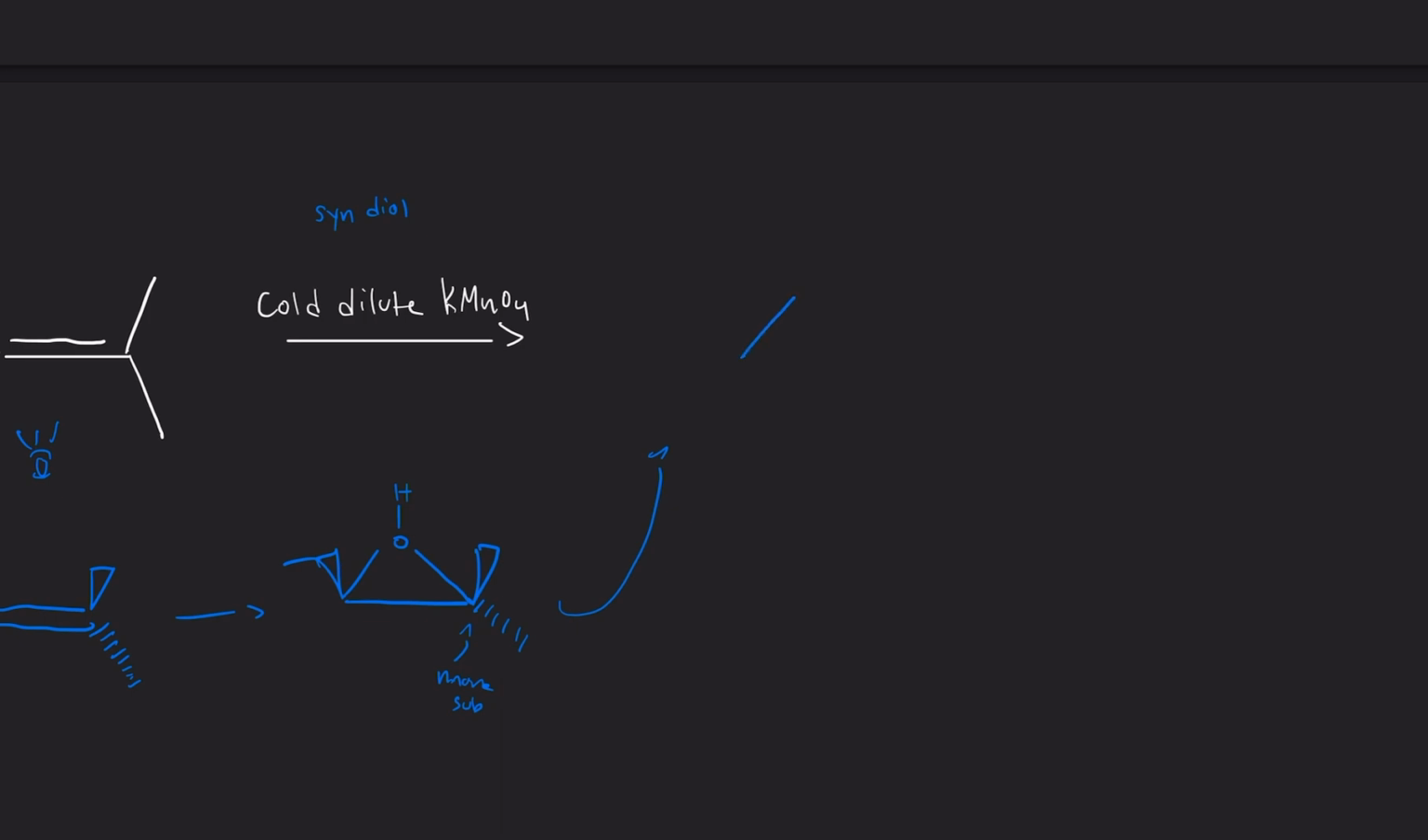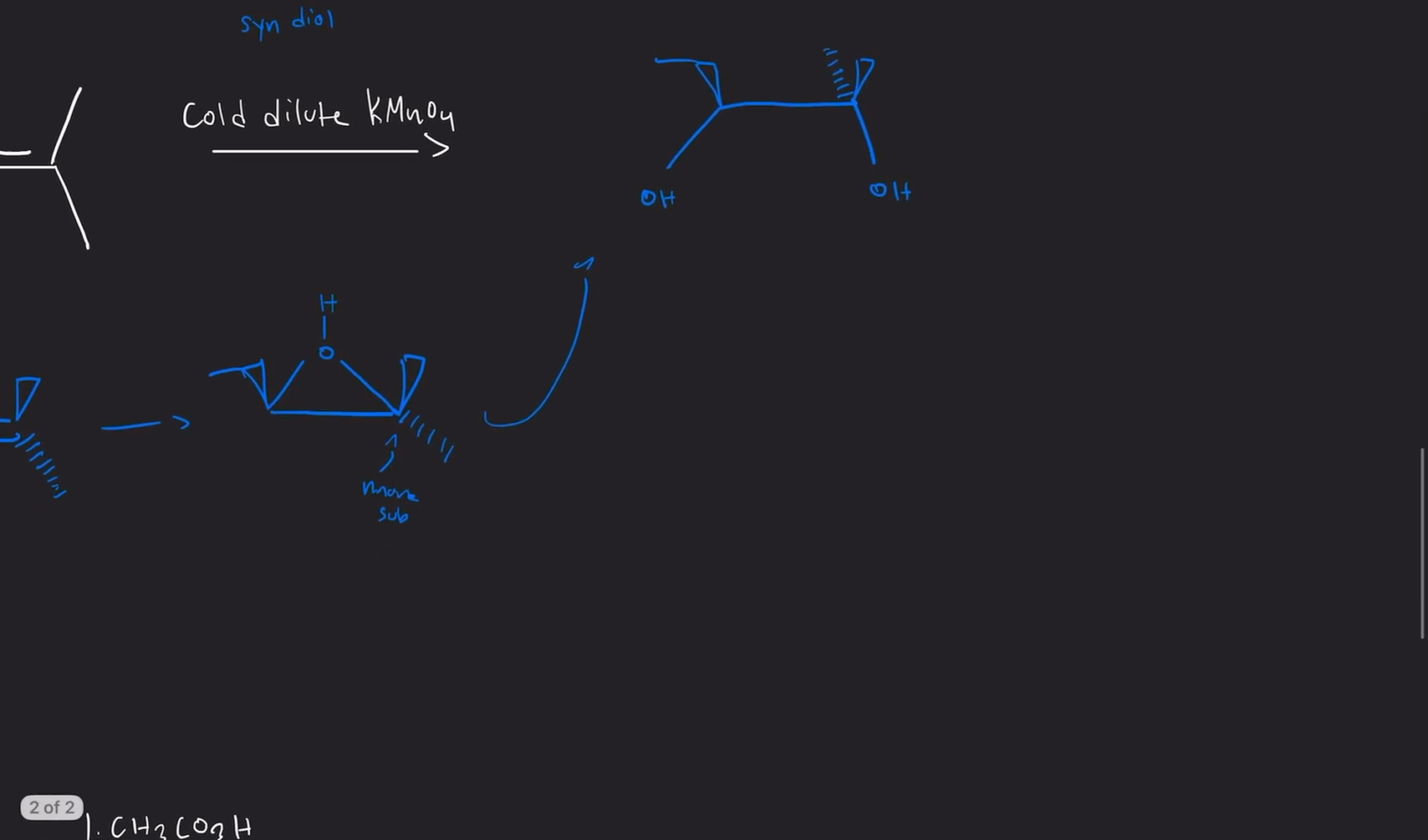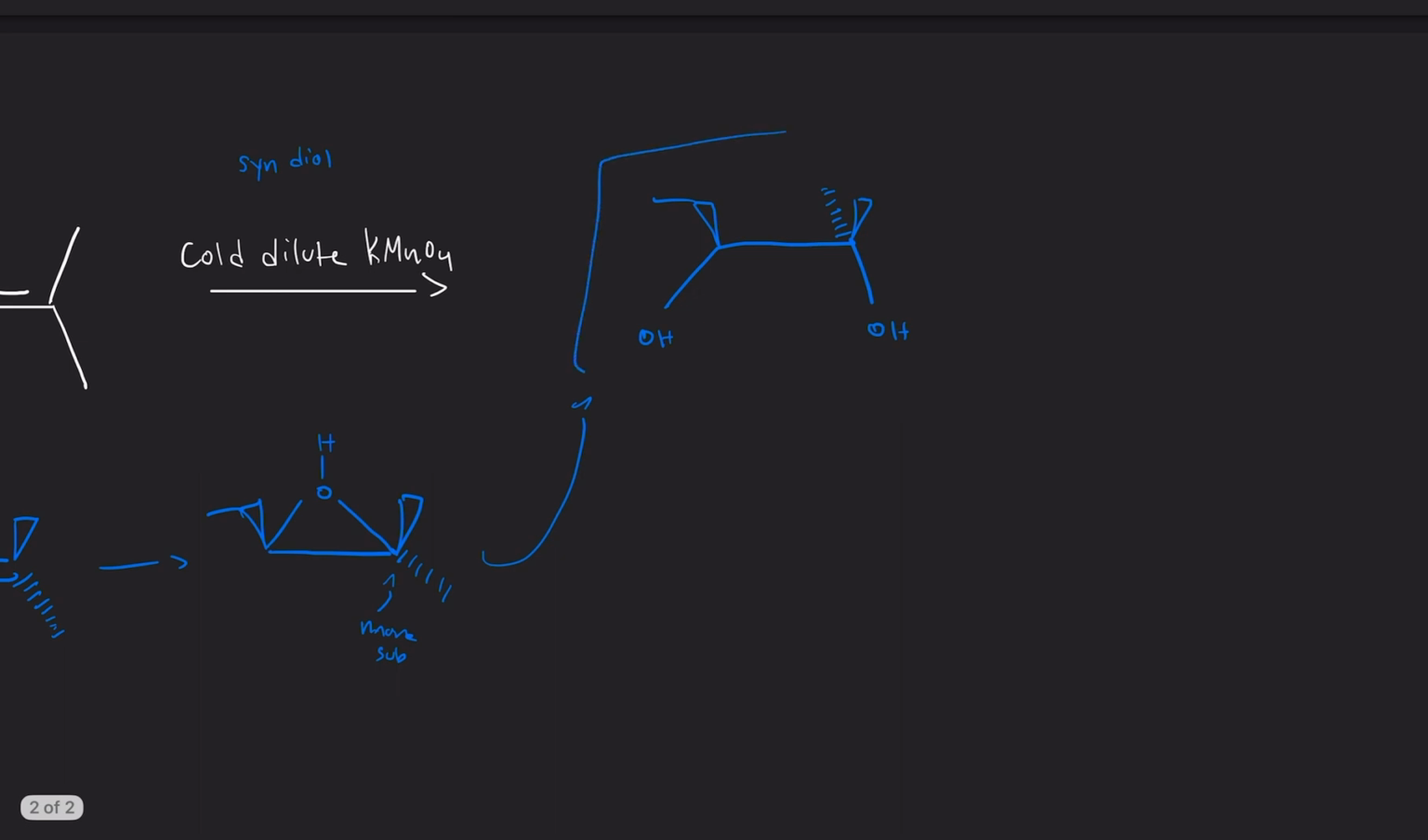We have both of our OHs on the same side. They're the syn diol. The product is the syn diol. And then we'll have our wedged ethyl there. Wedged methyl. And yeah. Notice how this isn't in the 180-degree anti-formation, right? That's not a dihedral angle of 180. That's because we're using cold dilute KMnO4. So that would be our final product for this question.